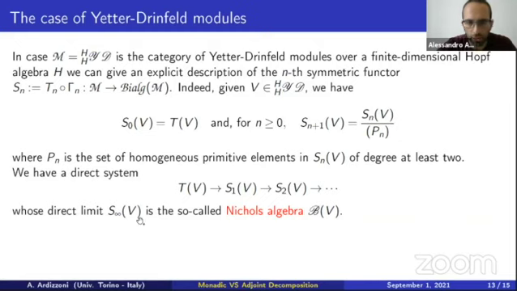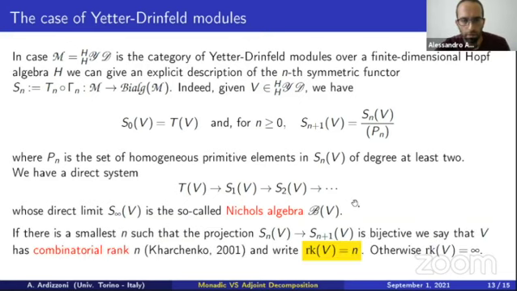This direct limit comes out to be, as is well known, the so-called Nichols algebra, which has a relevant role in the study of the classification of finite dimensional Hopf algebras. There is a notion of rank, which is this one.